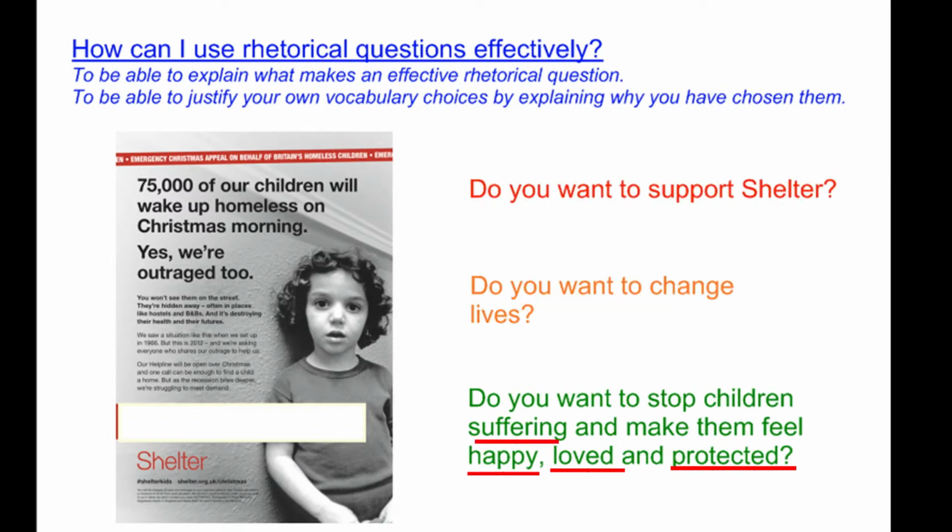So the word suffering already will strike a chord with the reader, because of course, the response is going to be, of course, I do not want children to suffer. I want them to feel happy. I want them to feel loved, and I want them to feel protected. So you're already answering the questions as the writer and getting that emotional support from the reader. And that is the key to writing an effective rhetorical question.